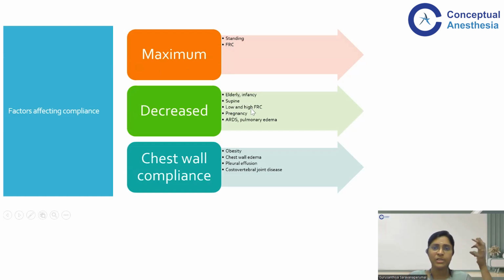When there is high FRC or low FRC, the compliance is decreased. In pregnancy, in ARDS, and in pulmonary edema also, the compliance is decreased. And the chest wall compliance is primarily decreased, as in the case of obesity, chest wall edema, any disease of the costovertebral joints, and also in the case of pleural effusion.